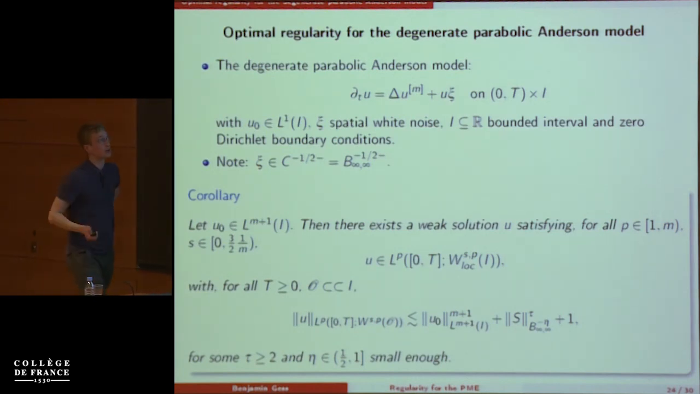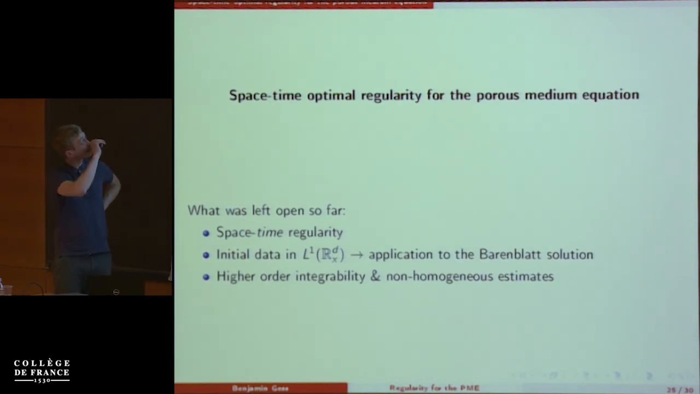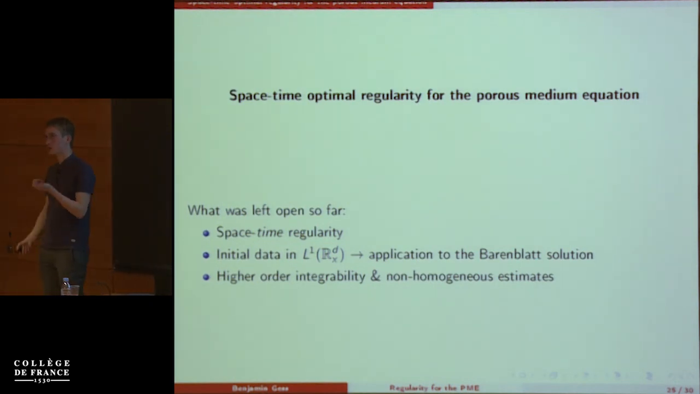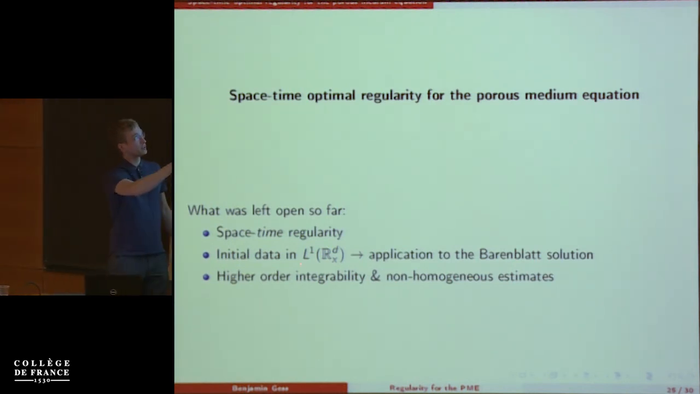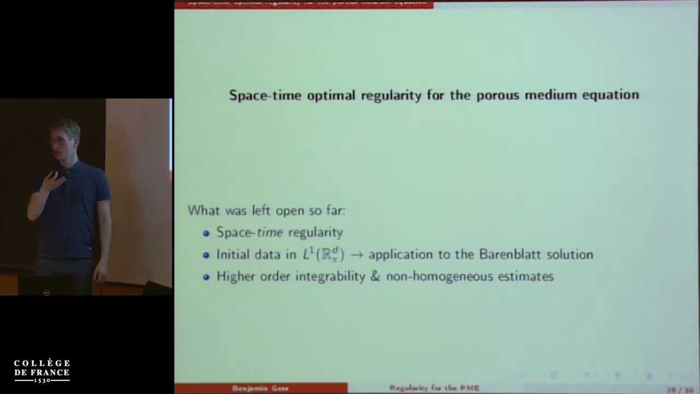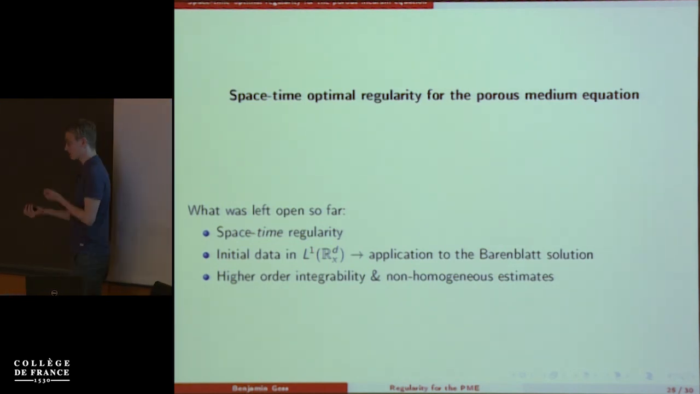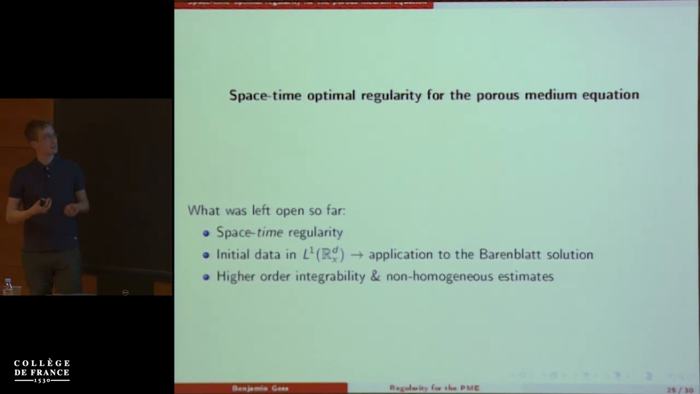So some closing remarks. So far we only treated space regularity, which is somehow an unnatural restriction, so we should understand regularity really in space-time Sobolev spaces. We didn't really treat L1 initial data, but L1 plus epsilon, which seems like a technical point, but it's relevant because then this prevents us from applying it to the Barenblatt solution. So it hints at optimality, but it's not exactly clear.